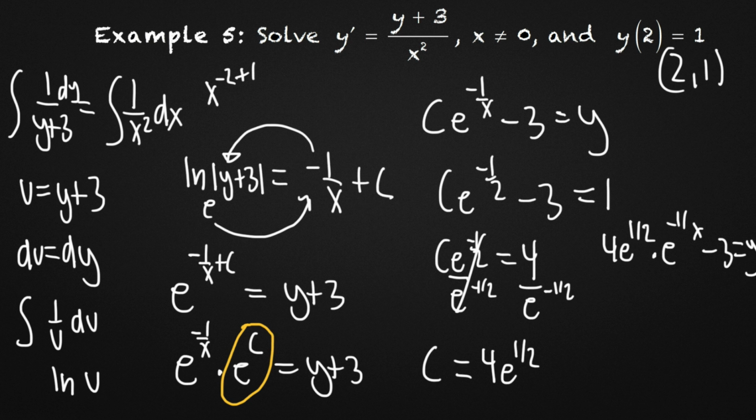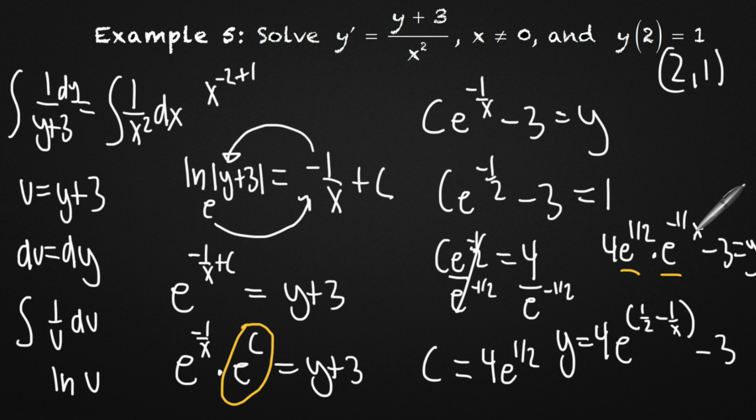And now I have like bases again, e and e. So therefore I can combine my exponents. So my final answer should be y equals 4e to the parentheses, I guess, 1/2 minus 1 over x, and then minus 3.